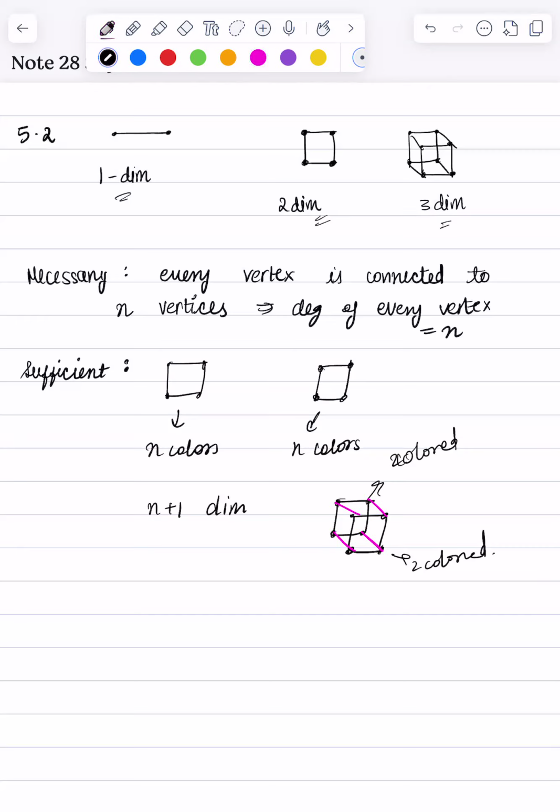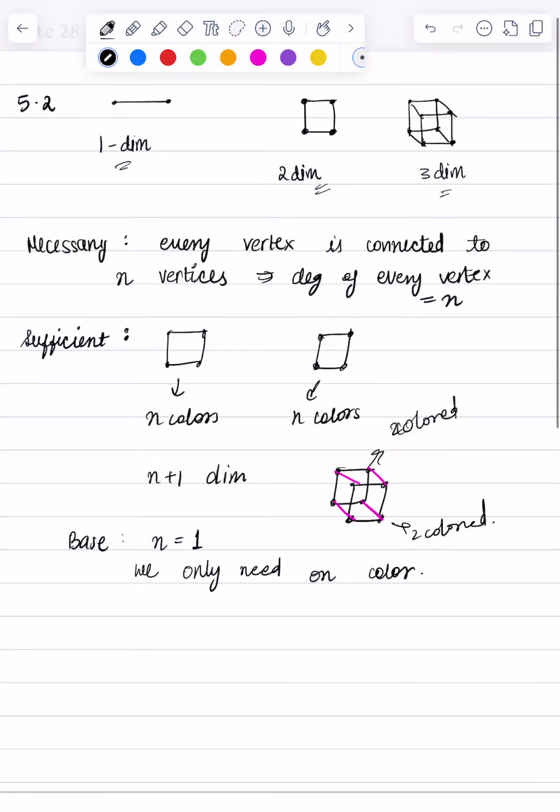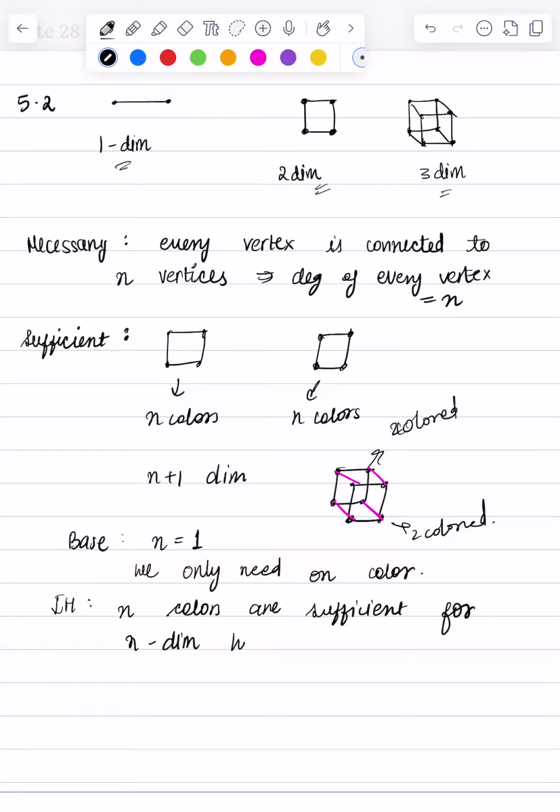It can be proved by induction, with the base case being n equal to 1, where we know that we only need one color. The inductive hypothesis says that n colors are sufficient for an n-dimensional hypercube.